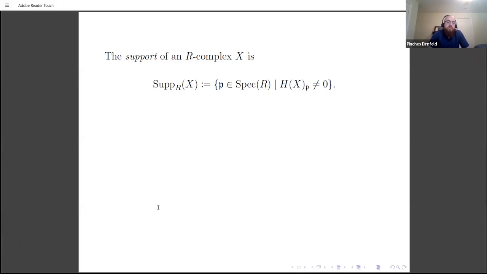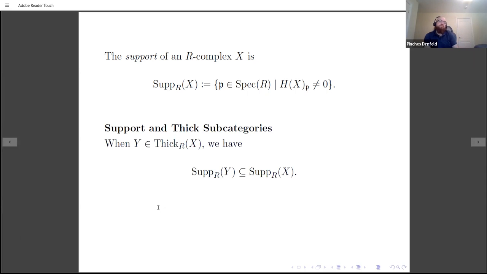Let's also remind ourselves that the support of a complex X is defined to be the set of p in Spec R where H(X) localized at p is non-zero. It's very easy to see from the construction of thick(X) that we have this relationship between support and the thick subcategory. If Y is in thick(X), then we always have that the support of Y is contained in the support of X. Because if p is not in the support of X, then thick_n of X is already zero when localized at p, so you keep taking all these thickenings and you always just add the zero complex. So Y localized at p would have to be the zero complex.